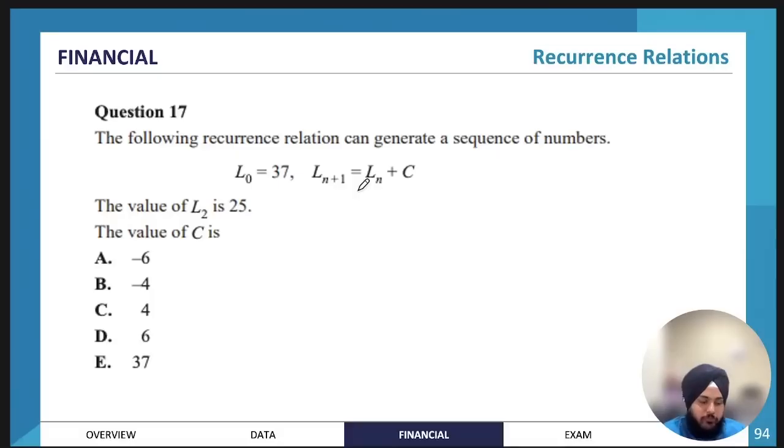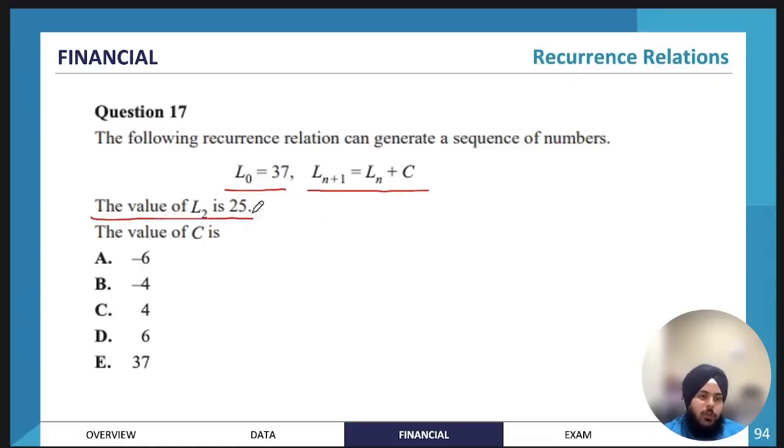Okay, so just as an example, we'll do a simple question. The following recurrence relation can generate a sequence of numbers. We have L0 equals 37, Ln plus 1 is equal to Ln plus C. This is our actual rule, and this is our initial condition. You'll all be familiar with these sort of units, so I won't be going through them in a lot of detail. But we have been given that the value of L2 is 25, and we want to determine the value of C.